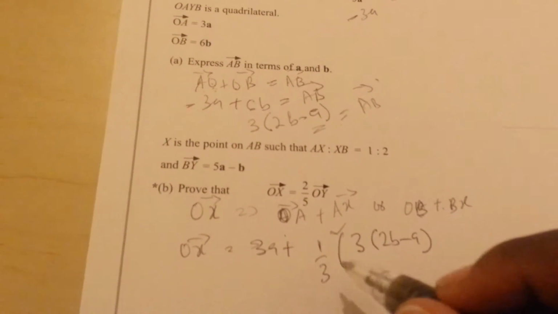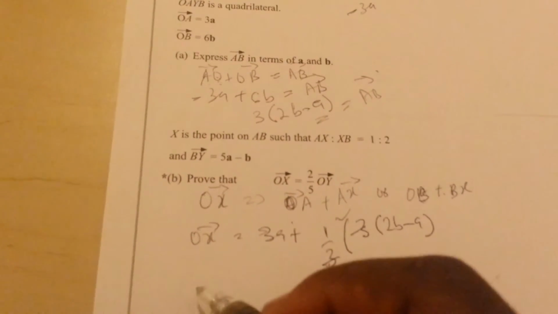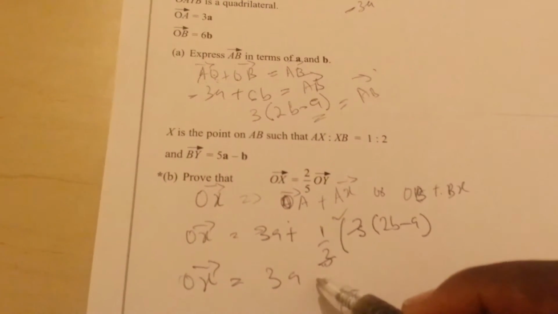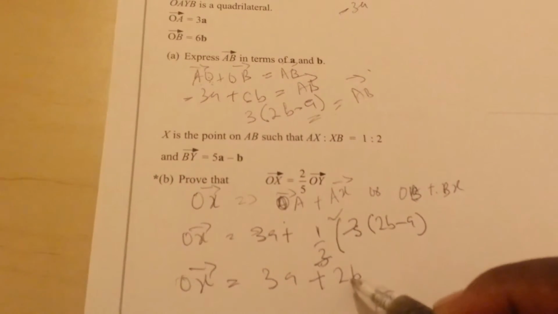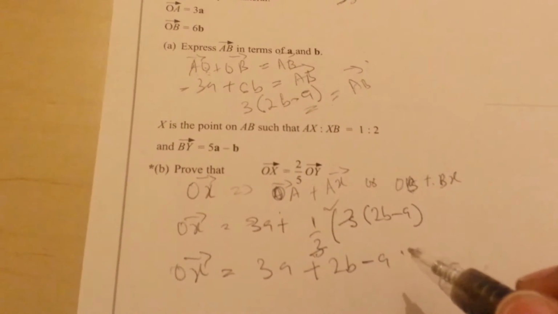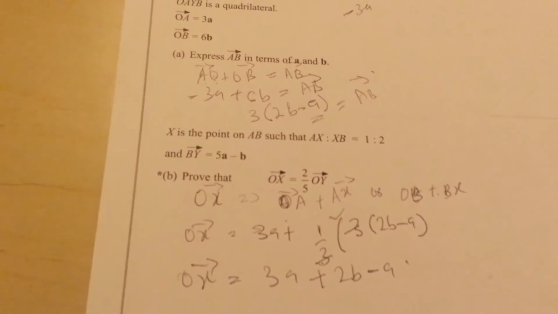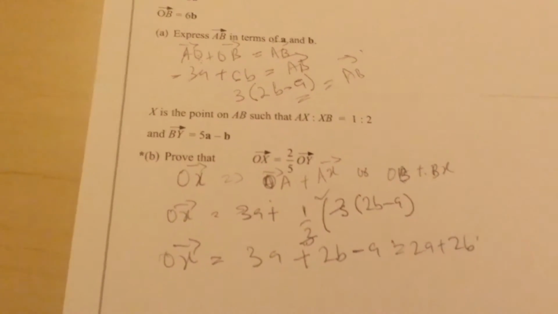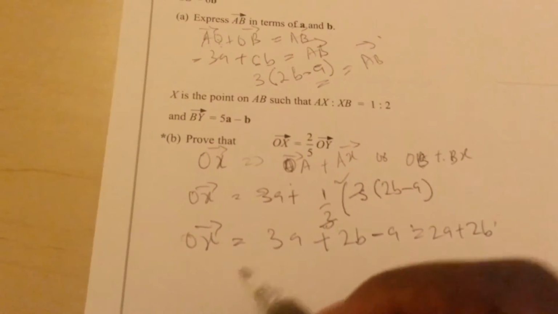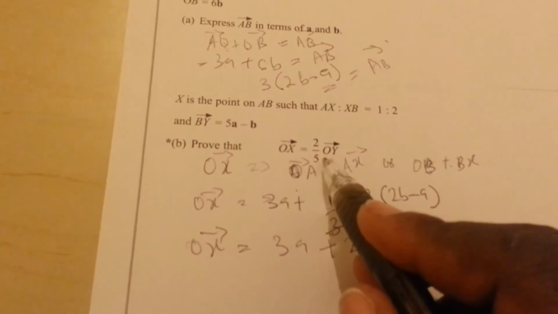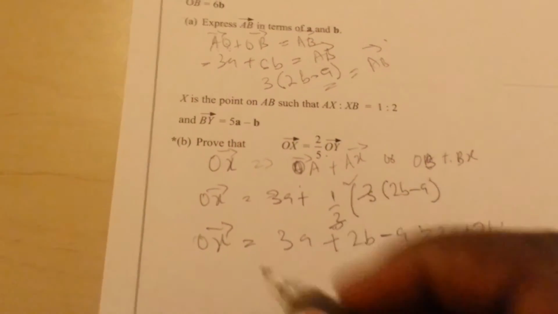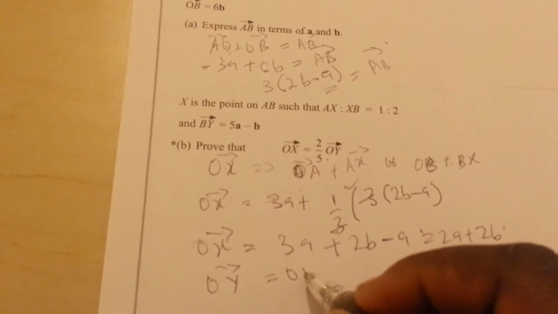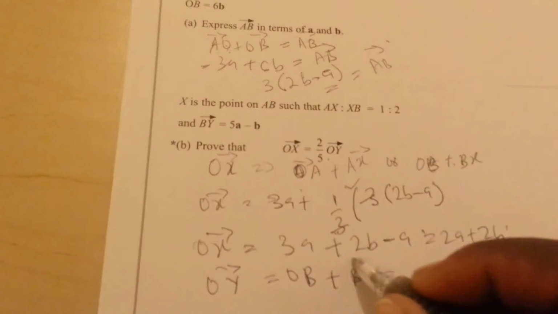Okay, now we have our OX to be 3A plus 2B minus A. Okay, and that's going to give you 2A plus 2B. Okay, now again we have OY here, so let's try and establish OY maybe in terms of B this time. So we have our OY, OB plus BY.